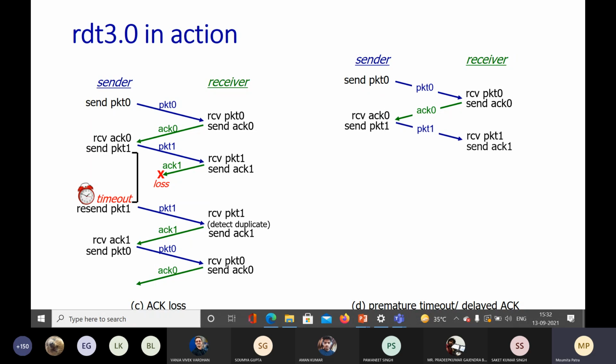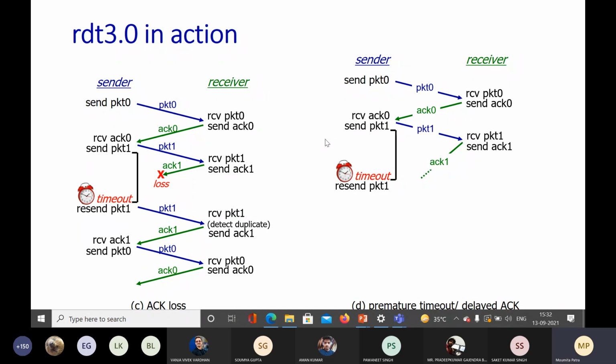Now, next case is premature timeout or delayed acknowledgement. Okay, so now what happens here? Let's see. Sender is sending a packet with sequence number 0. It was received at the receiver's side, and then the corresponding acknowledgement was sent. Once the acknowledgement is received, sender sends packet number 1, starts the timer. Packet 1 reaches the receiver's side, sends an acknowledgement. But by the time the acknowledgement could be received at the sender's side, the timeout has happened.